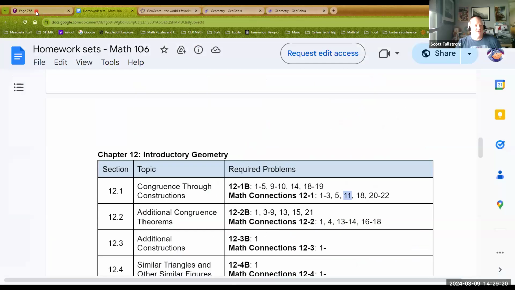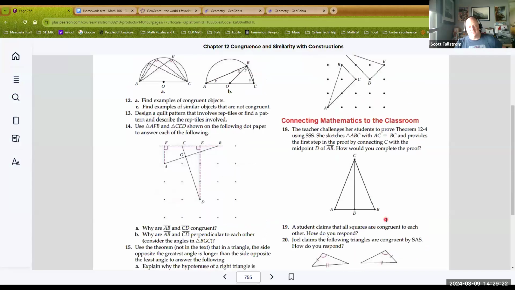And 18, and then 20 to 22. So question 18. Oh, now we're getting to the questions from the classroom. So here we go. Teacher challenges students to prove using side, side, side. So the teacher sketches a triangle. And notice when they say things like AC is equal to BC, you want to mark that on your shape, so that you know those are exactly the same.